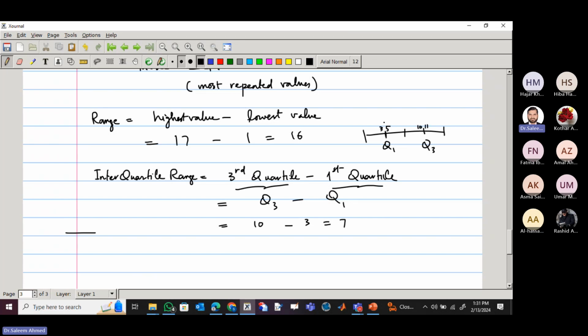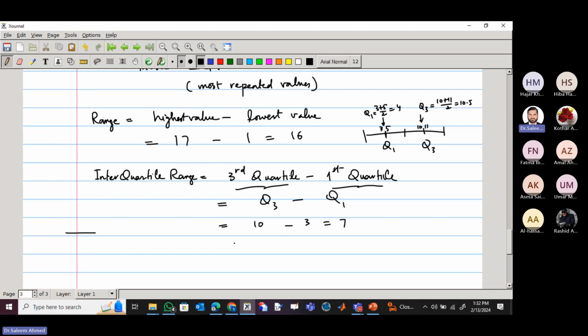So they were in the middle. If you want, you can pick the middle value here, which is (3 + 5)/2, which is 4. This will be more accurate. Otherwise you can pick the third one, no issues. And here again it is in the middle, so Q3 will be (10 + 11)/2, which is 10.5.